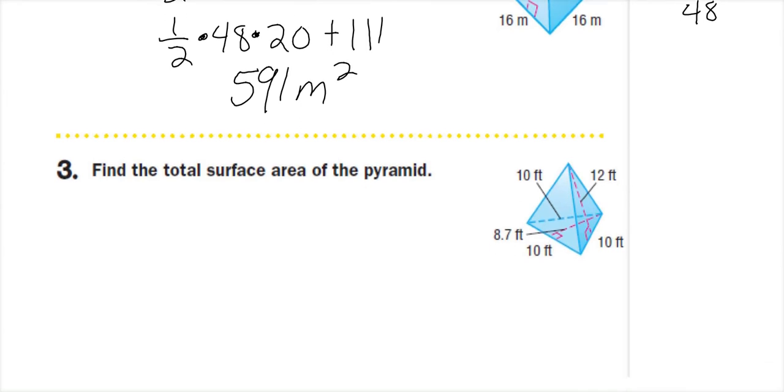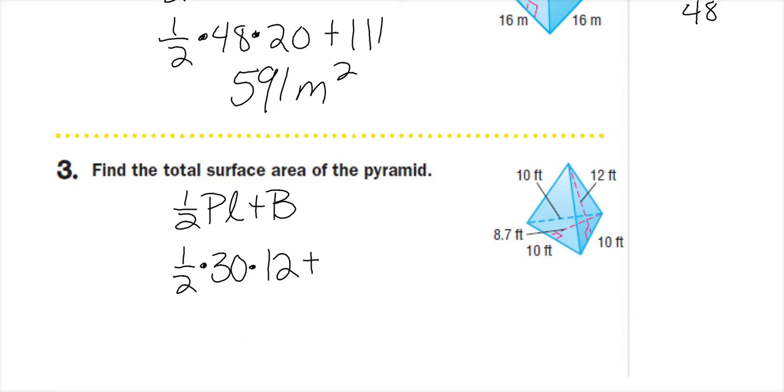Okay, now let's do the next one. Again, find the surface area, so it's 1/2 PL plus B. We have to find the perimeter, so this time we count 10 plus 10 plus 10, so that makes 30, times the slant height, which is 12.